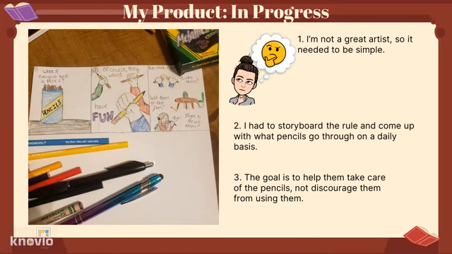So, the process for creating my product. I first had to think about a rule that students needed to be reminded of and the way that I could illustrate it. I'm not a great artist, so it needed to be simple. I decided to follow the flow of the book, so I had to storyboard the rule and come up with the best visuals to represent what pencils go through on a daily basis. I also needed to come up with a panel that lets students know that I want them to still borrow the pencils. The goal is to make them take care of the pencils, not discourage them from actually using them.